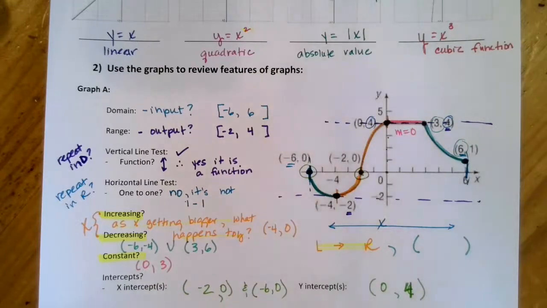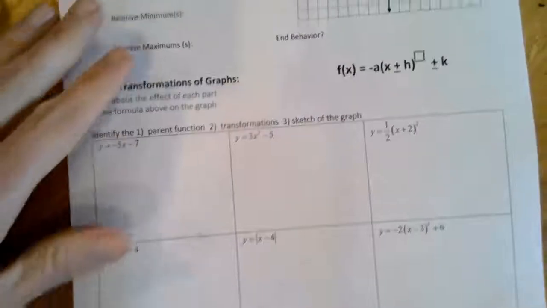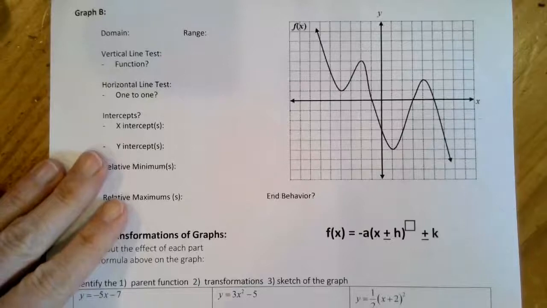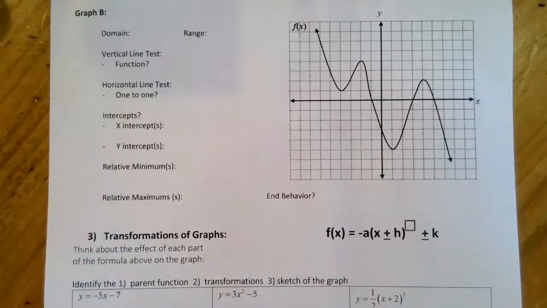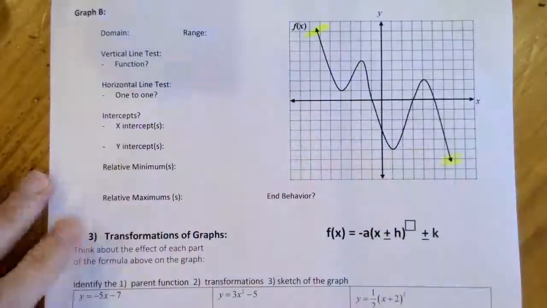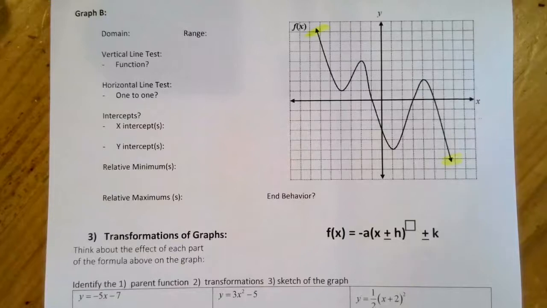All right, let's flip over and take a look at the back. When we look at the back, we have another graph that we can take a look at with our conversations. The difference between this graph is, check it out. I have arrows as endpoints, which means it goes on forever and ever. So go ahead and pause the video, and then you go ahead and answer these questions and check back in.